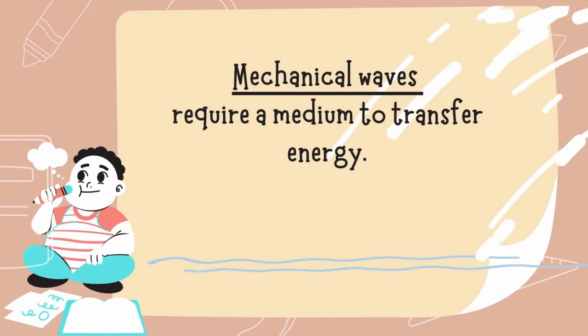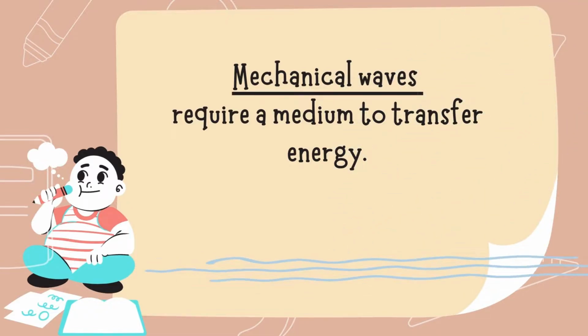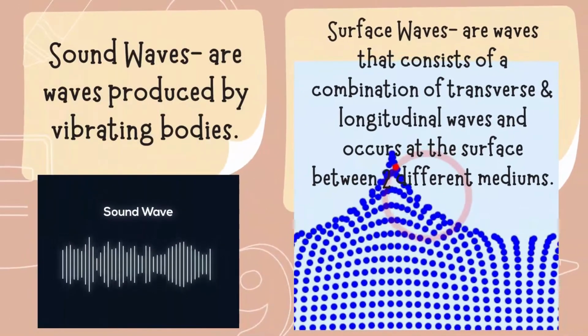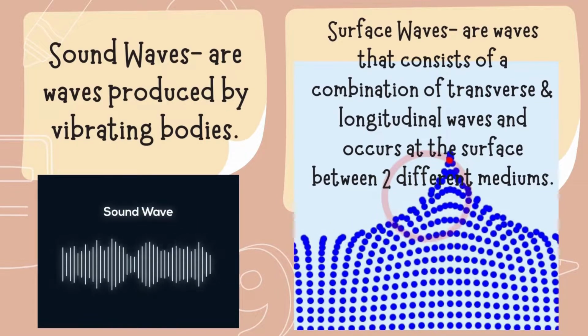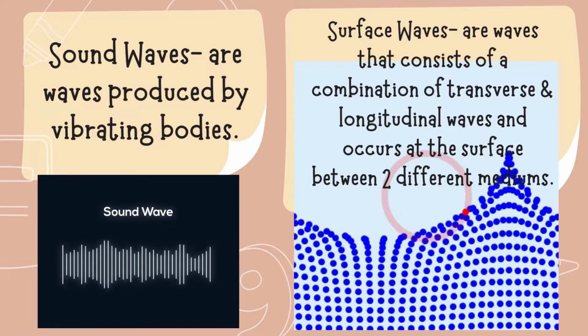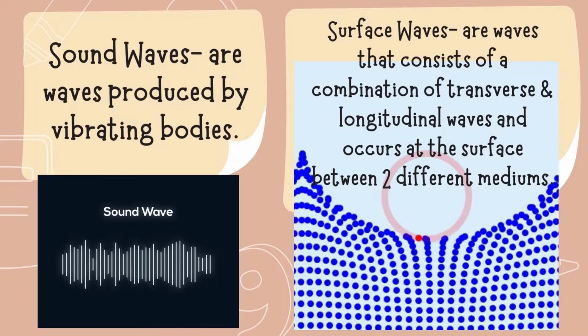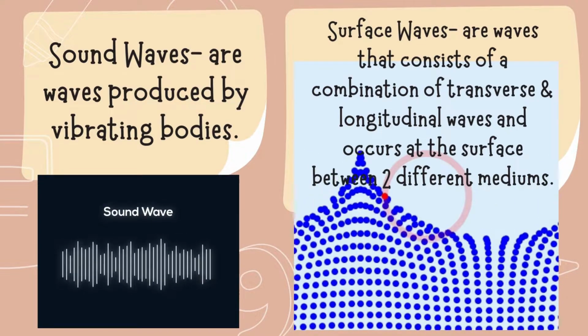Mechanical waves require a medium to transfer energy. These are some examples of mechanical waves. Number 1. Sound waves. Sound waves are waves produced by vibrating bodies.